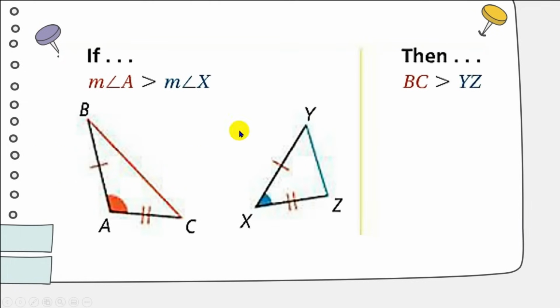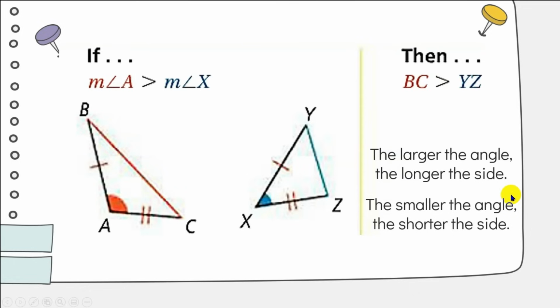Okay, so we have here this one. So, tandaan po, we're going to compare the measurements of the angles bago natin malaman kung alin yung mas mahabang side at mas maikling side. So, here, if measure of angle A is greater than measure of angle X, so yung angles muna, malamang po yung sides opposite to them ay mako-compare din natin. Side BC is greater than the measurement of side YZ. Okay? So, tandaan po, the larger the angle, the longer the side; the smaller the angle, the shorter the side.